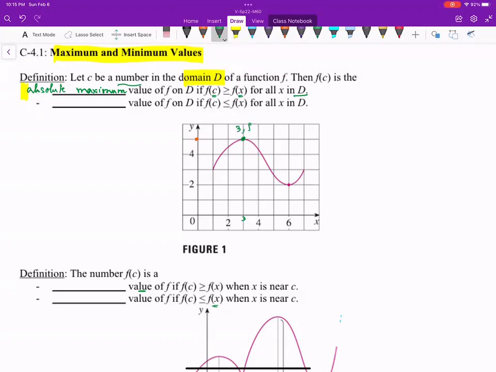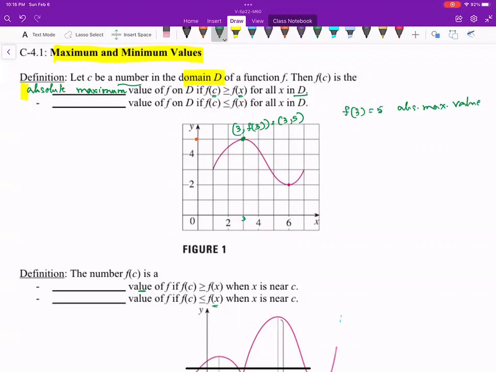In this graph, it occurs at 3, f of 3, which is 3, comma, in this case it looks like 5. Right? So (3, f of 3) is the absolute maximum point. The absolute maximum value is the y-coordinate of the absolute maximum point, which is 5 here. So f of 3 equal to 5 is the absolute maximum value in this case.